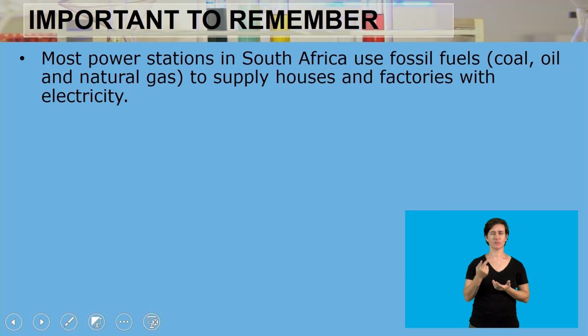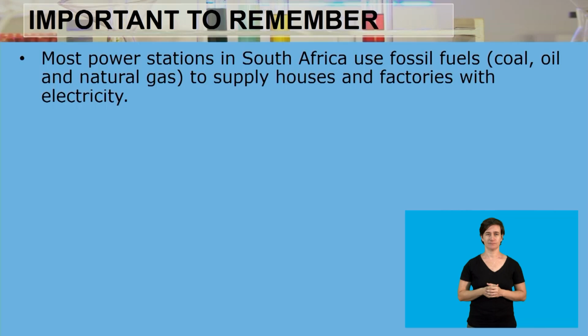So whenever you go back to this lesson, these are the most important things that I want you to always remember whenever you are thinking about this lesson. Number one, most power stations in South Africa use fuel or fossil fuels such as coal, oil, and natural gases. These are used to supply houses and factories with electricity.